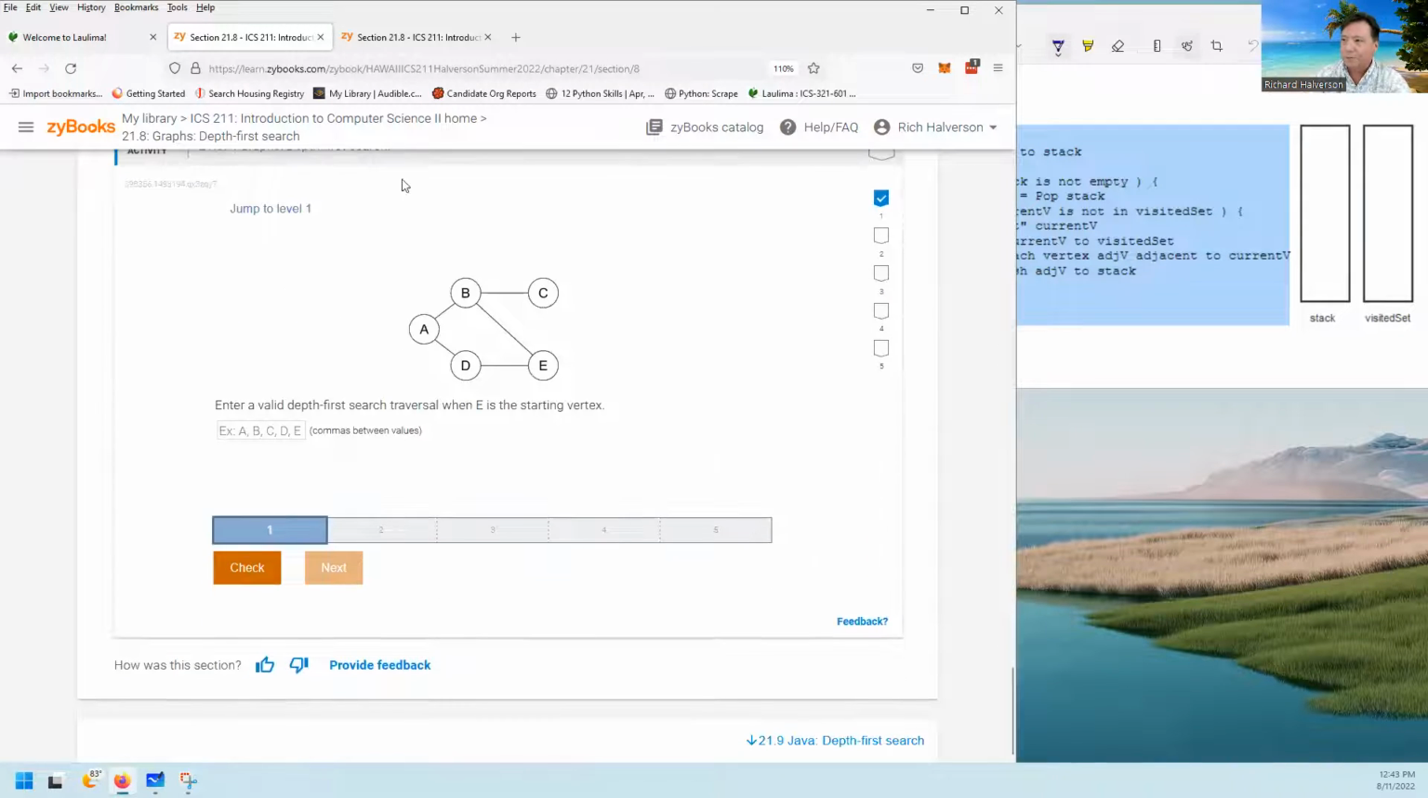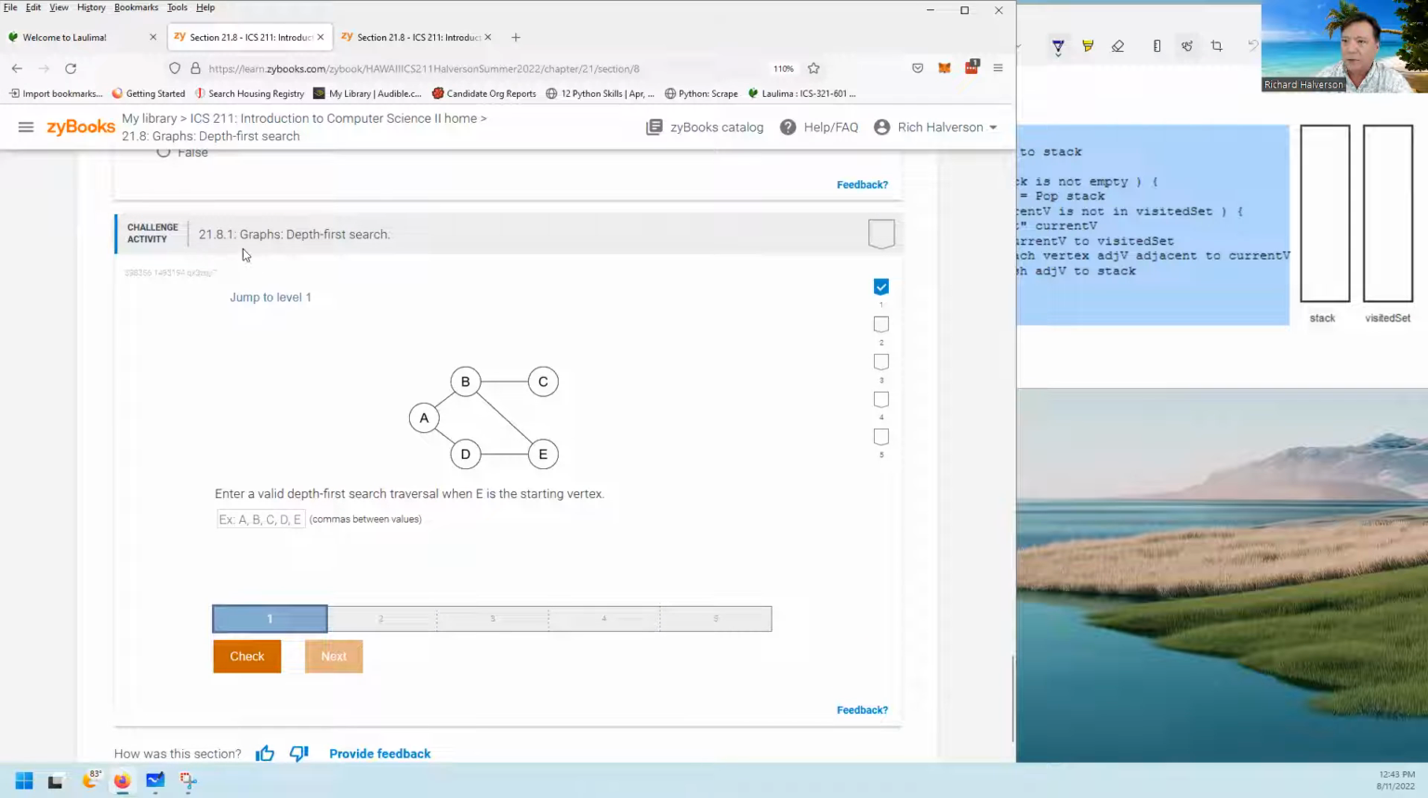All right, so I'm going to do this one over again. So in this example here, we're asked to enter a valid depth first search when E is the starting vertex. Okay, E is the starting vertex, and we can go to B, and then let's go to C. Once we're at C, no place to go. Go back to B. We can't go to E, but we can go to A. So then A would be next.